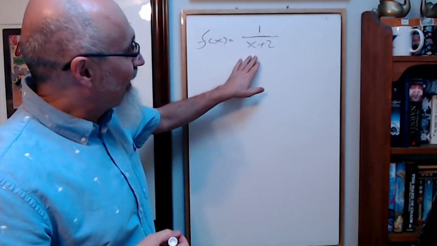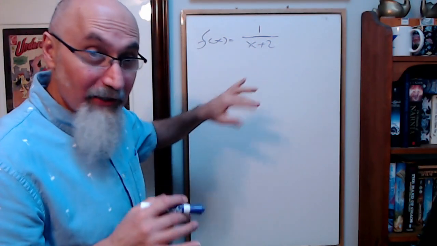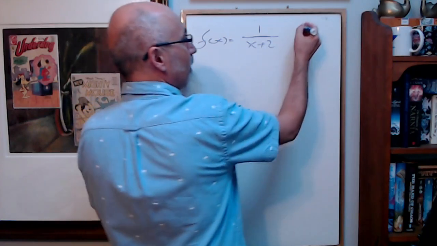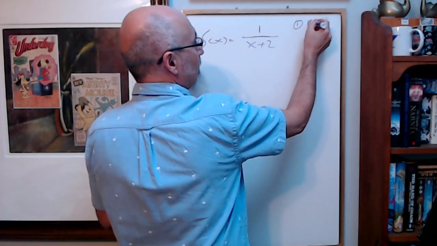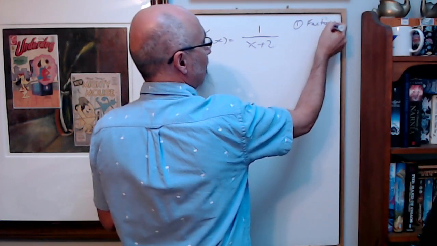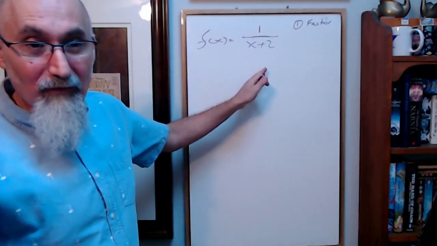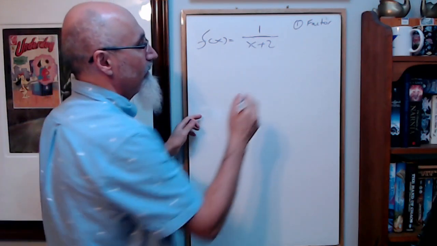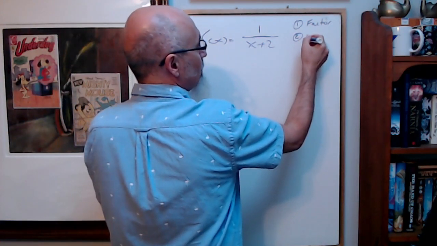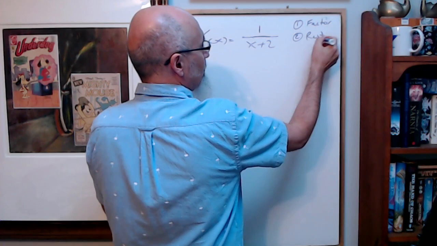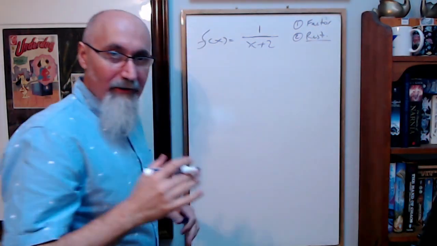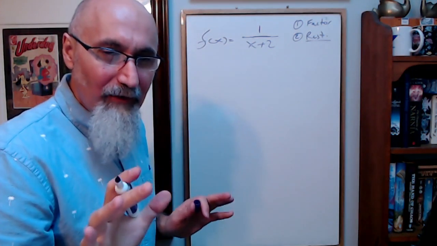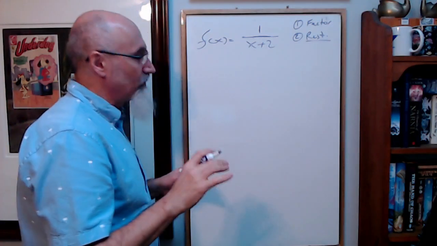So let's say we want to graph this function. The steps are the same, right? First of all, you factor. If you're looking at a function, factor. Well, we don't need to factor this. It's already in simplest, factored form, right? Then what you do is you find your restrictions. Okay, we'll talk about asymptotes and stuff.